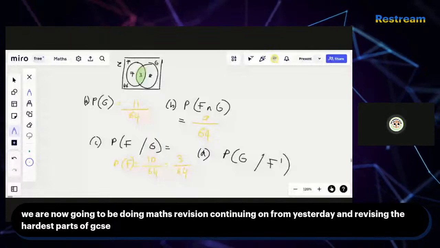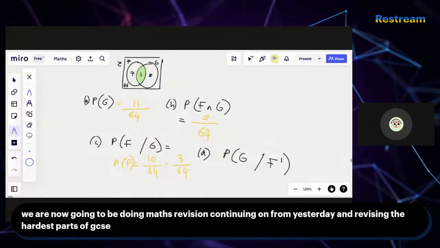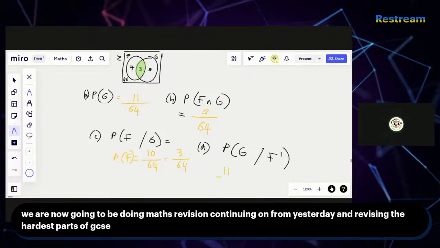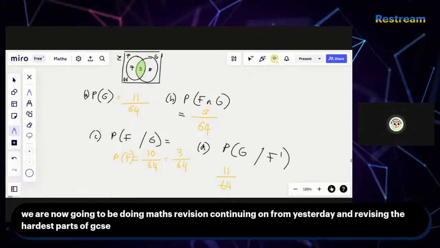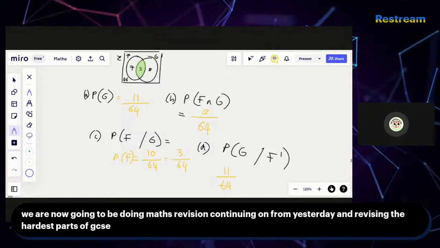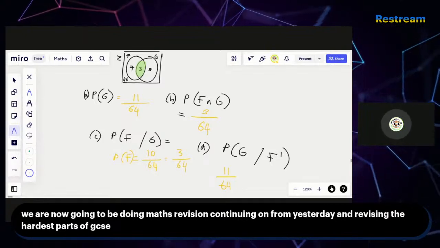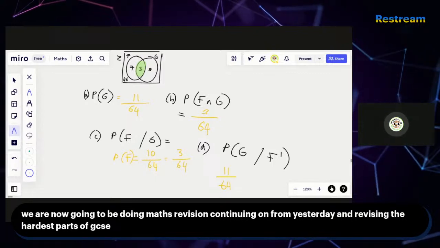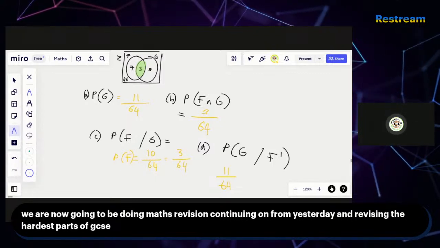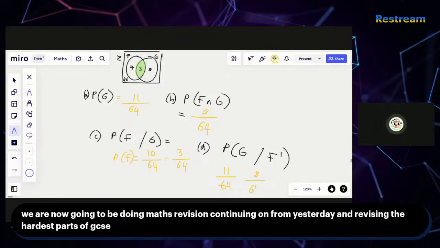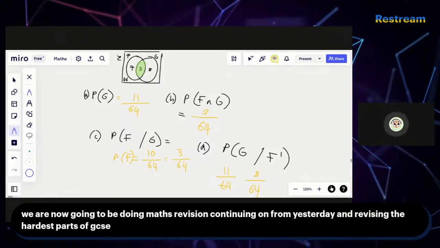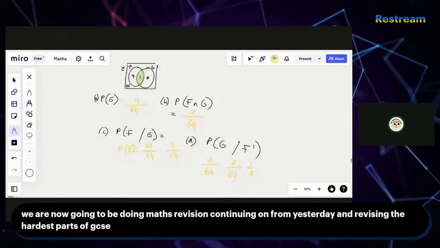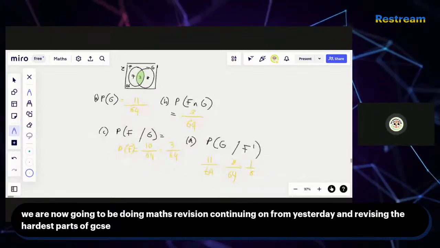So we know that out of everyone, the people who study German are 11 out of 64 of the people. But we're told that they don't study French. 3 of these 11 people do study French, so it will just be 8 out of 64, which is the same as saying 1 over 8. Feel free to simplify the probabilities. Okay, I hope that makes sense.